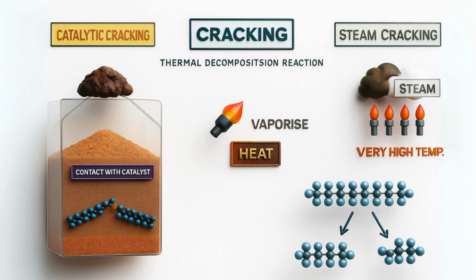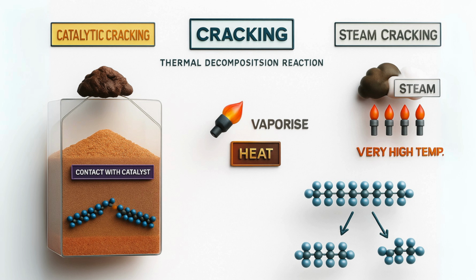Regardless of the method used, the first step in cracking is to heat the long-chain hydrocarbon until it vaporizes, meaning it changes into a gas. In catalytic cracking, this vapor is passed over a hot powdered catalyst, commonly aluminum oxide. As the hydrocarbon vapor comes into contact with the catalyst, the large molecules split apart into smaller molecules, resulting in a mixture of shorter hydrocarbons. In steam cracking, after vaporizing the hydrocarbon, it is mixed with steam and then heated to a very high temperature. This intense heat causes the long chains to break apart, once again producing shorter hydrocarbons.